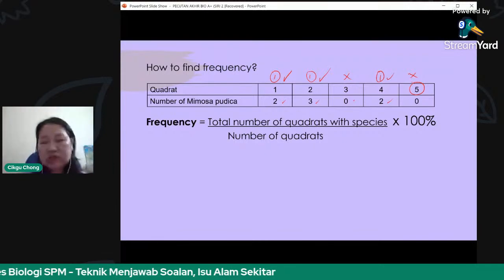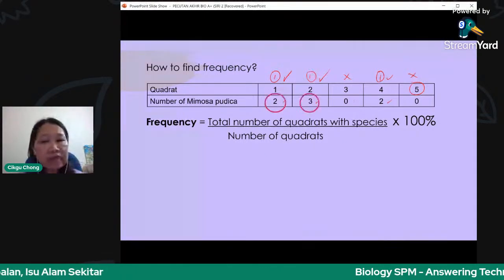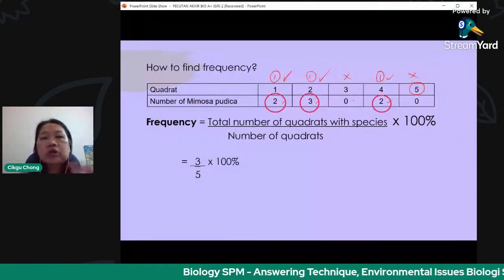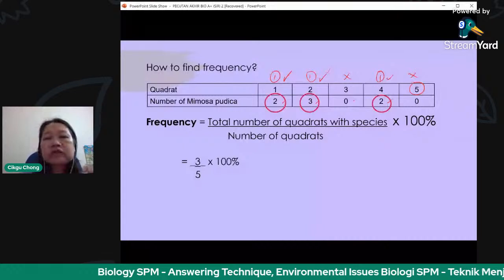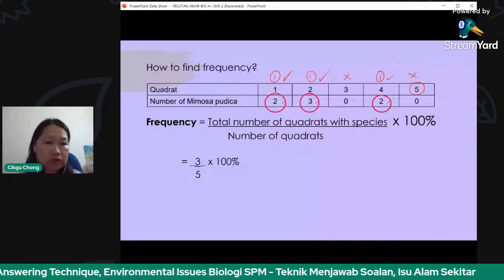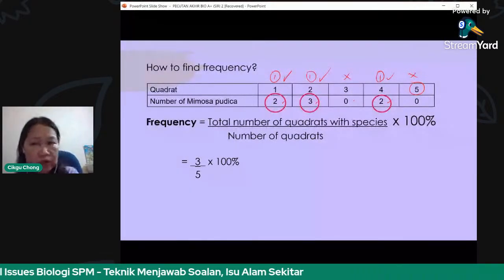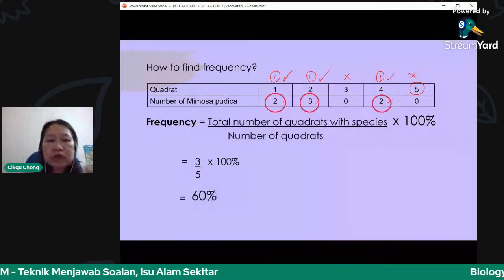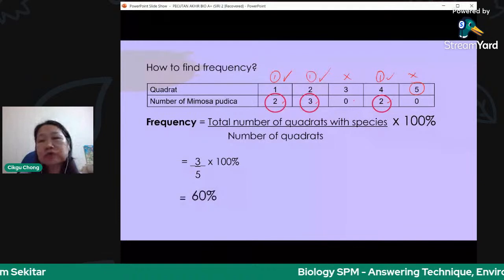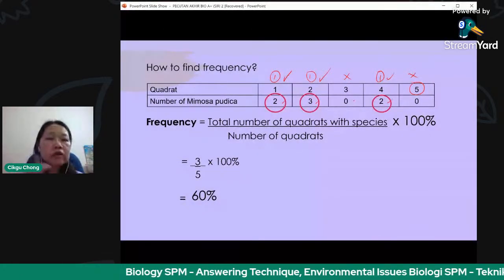3. Divide by the number of quadrats. So altogether, there are 5. All right. So 3 over 5. And no need to times with the area. No need to times with the area of the quadrat. So 3 over 5 times 100%. Frequency can be 100%, can also be fraction. You can also leave your answer as 0.6 if you do not times 100%. Okay, so your frequency can be 0.6. Your frequency can be 60%.